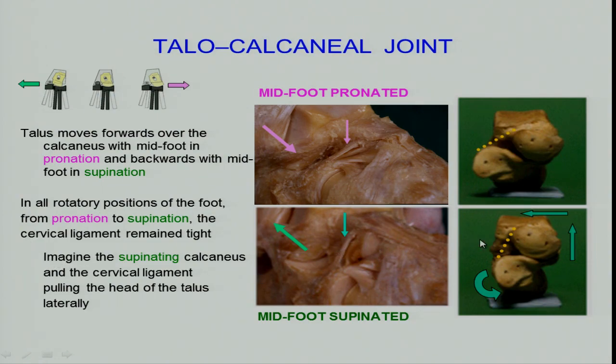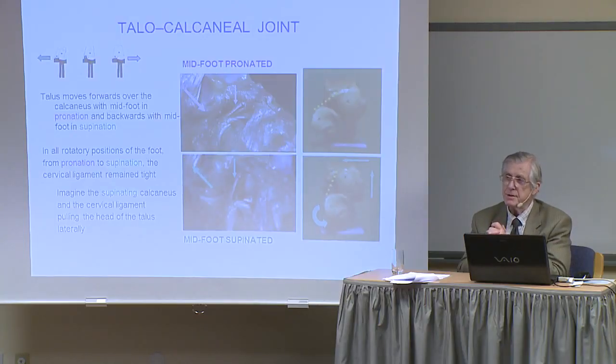So, as the calcaneus is forced into supination, you can imagine that that cervical ligament attached to the head and neck of the talus pulls it and pulls the front of the talus into external rotation. It has to.